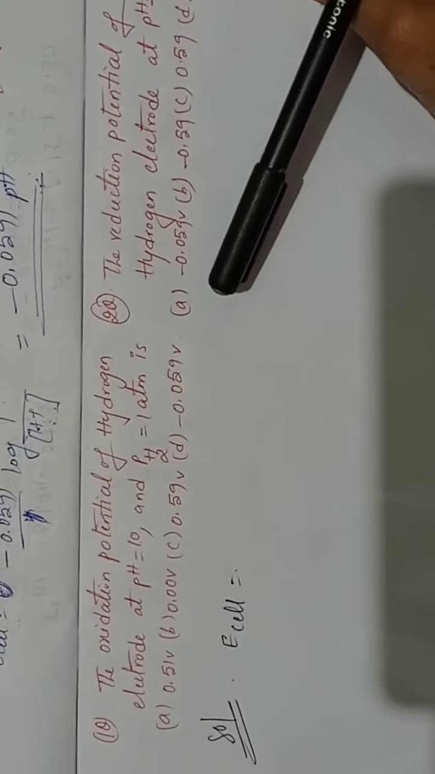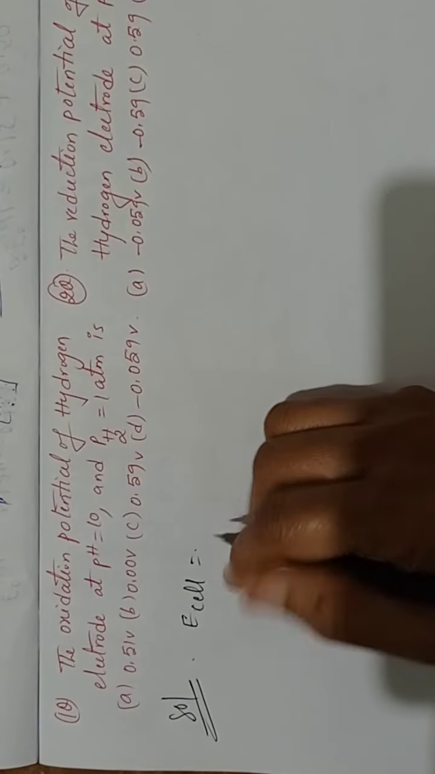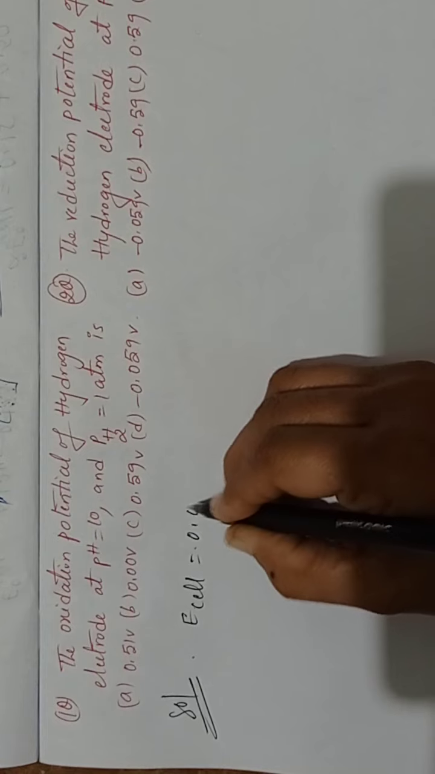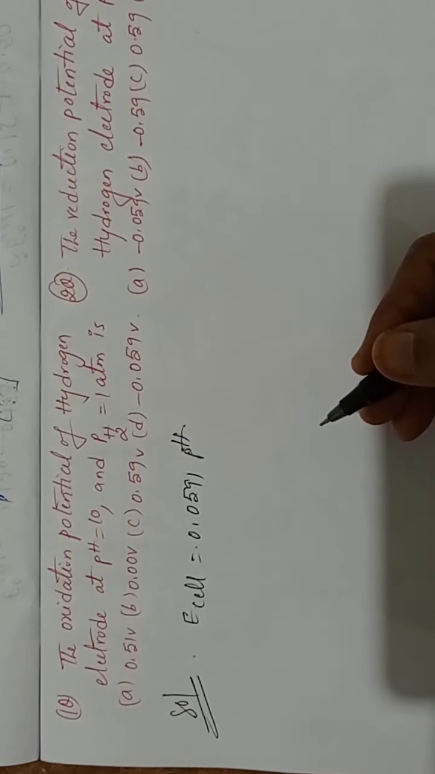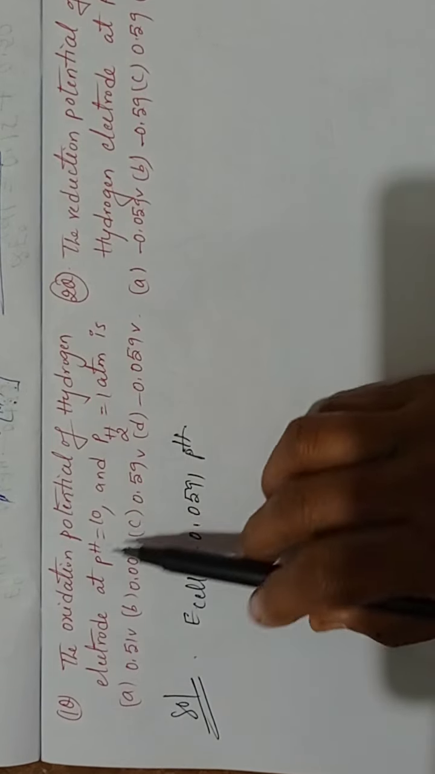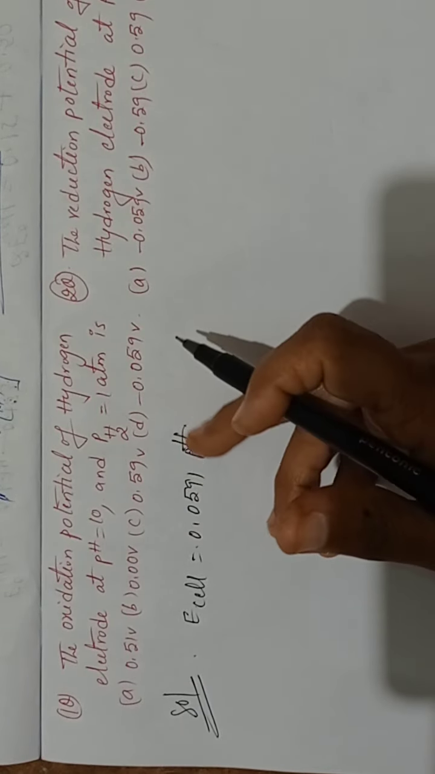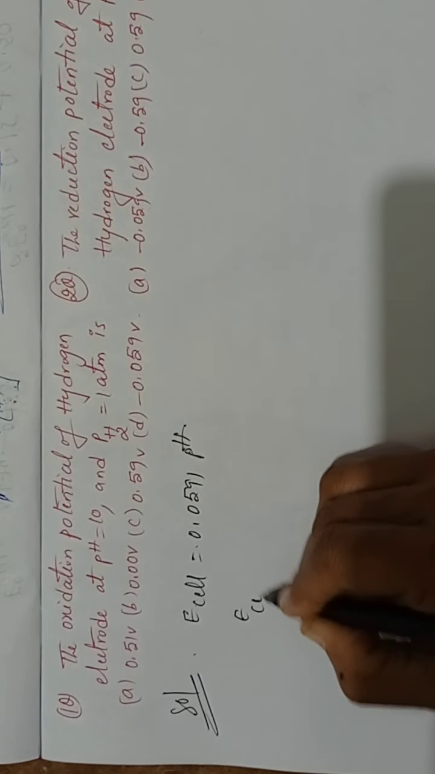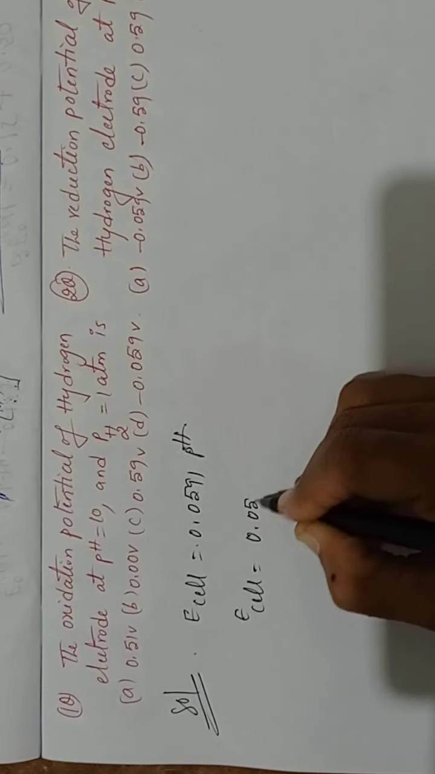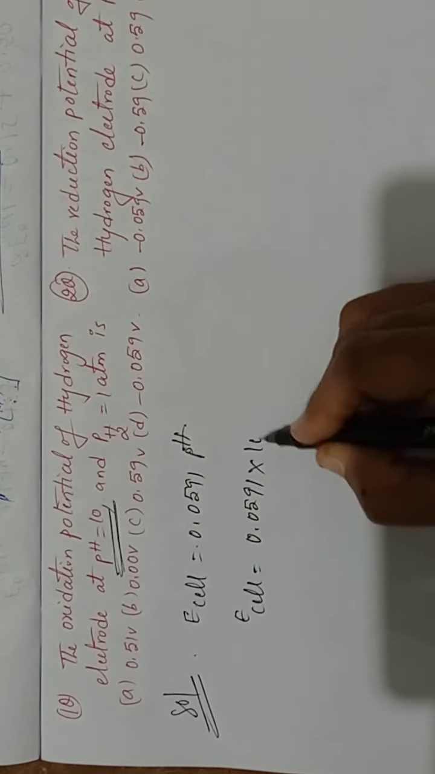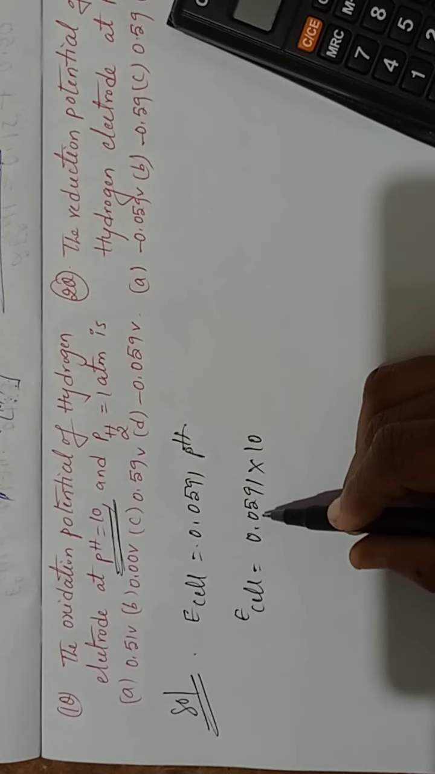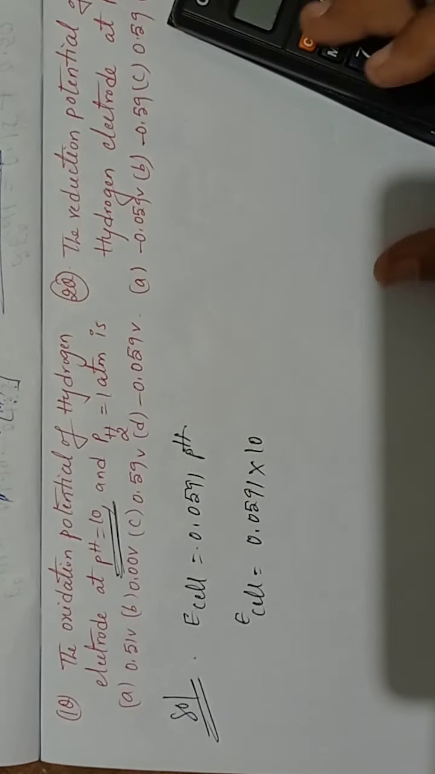Now see here, the oxidation potential. What is the oxidation potential? 0.0591 into pH. Clear this one? So how much is given, students? The pH value 10 is given. Now just multiply. Then E cell is equal to 0.0591 into the pH value, 10, given. So how much will you get, students? 0.591. Correct?